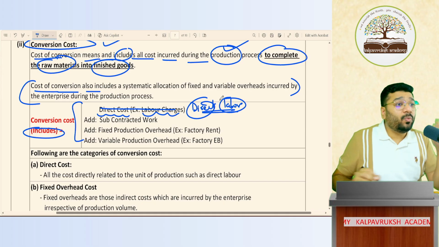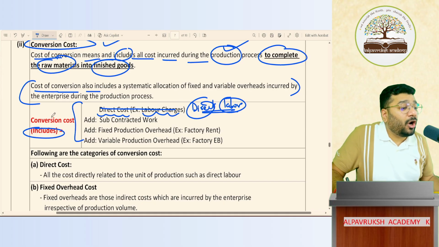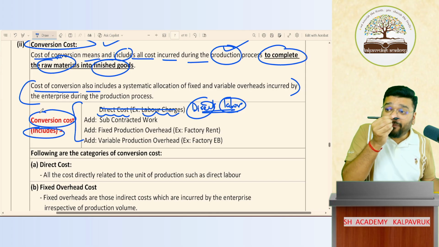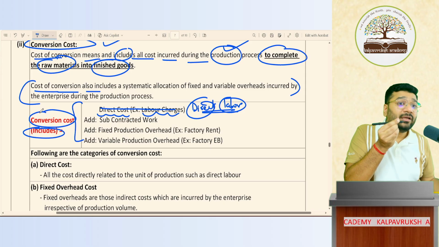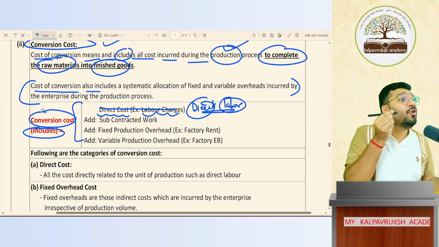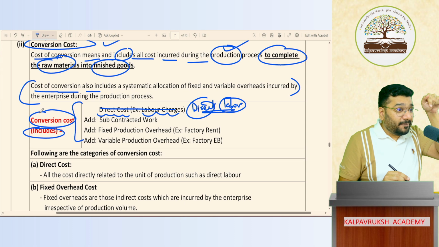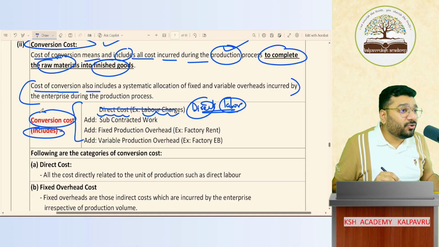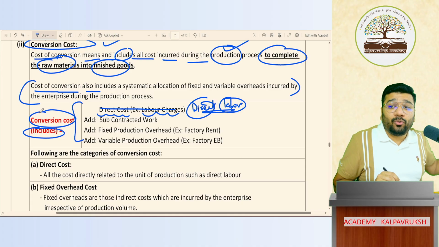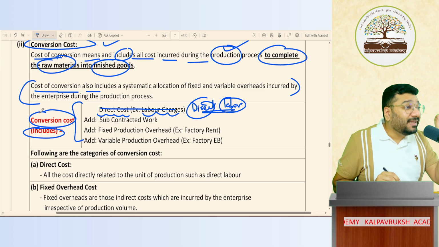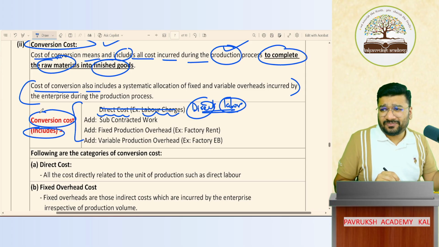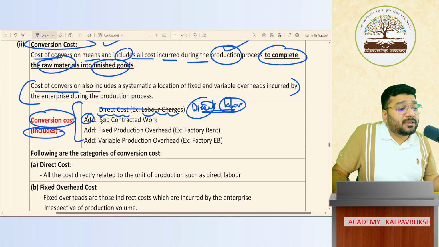So wages paid to the worker in the factory are part of your conversion cost. If they are not there, the pen will not get manufactured. The raw material will never get converted to finished goods. It is because of the labor working in the factory that the raw material is getting converted to finished goods. Hence, the direct labor that we pay him is called conversion cost. Clear or not clear? Fantastic. Now, with this, you're supposed to add subcontracted work.